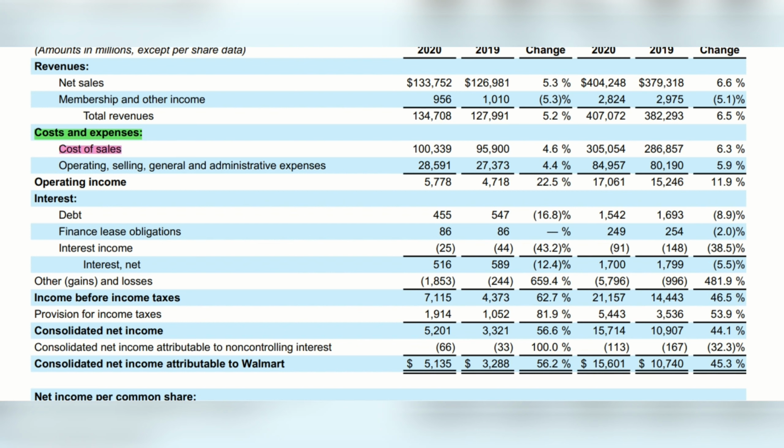Now, it is important to identify cost of sales on a separate line because this is the figure that you use to calculate gross profit. Your total revenue above less the cost of sales will give you gross profit. In our case, it would be about 34 billion. If you then divide 34 billion by 134 billion, the revenue figure, and you display it as a percentage, that's going to give you the gross profit margin, which in Walmart's case is about 25%.